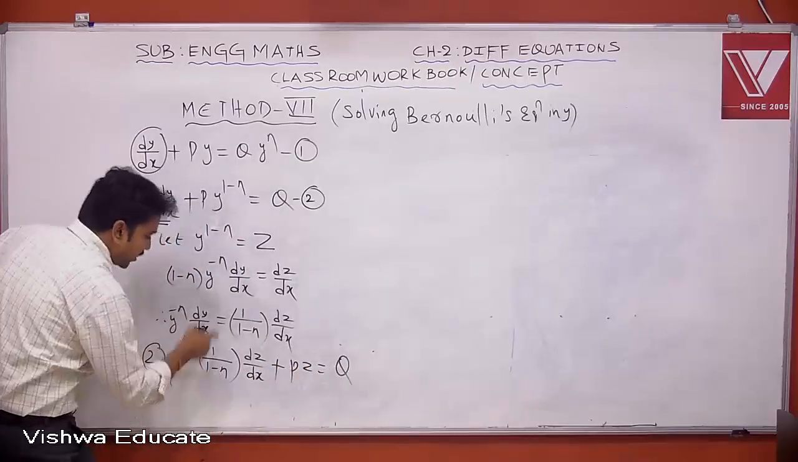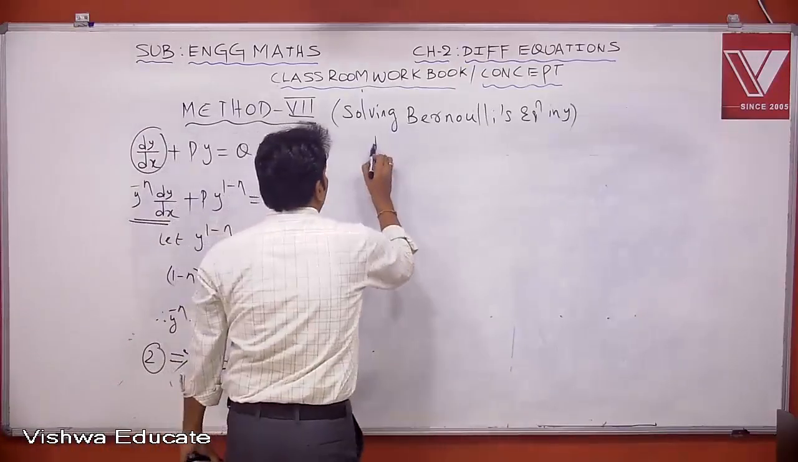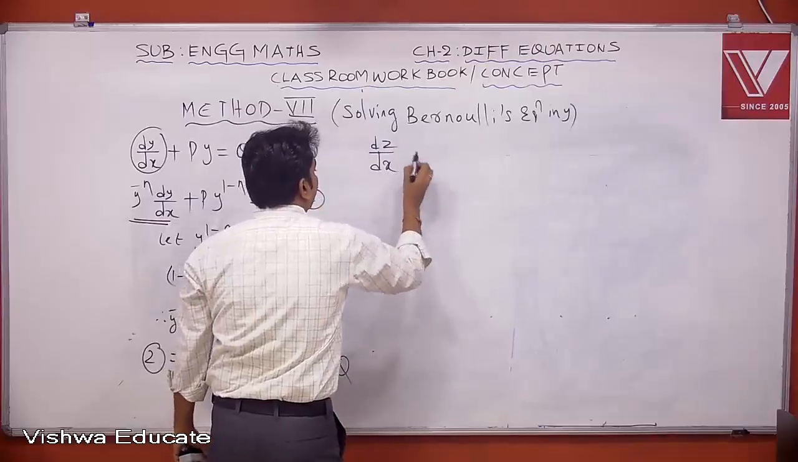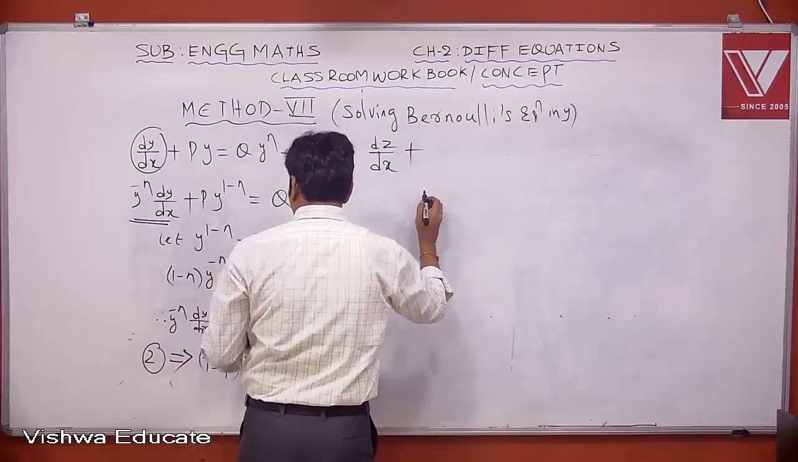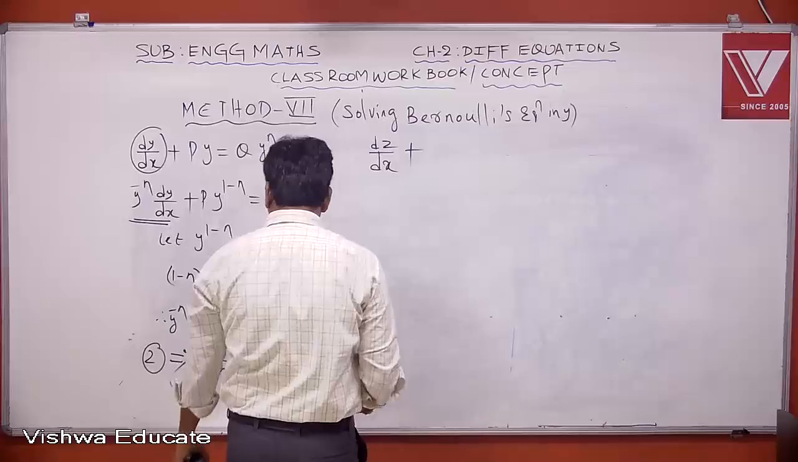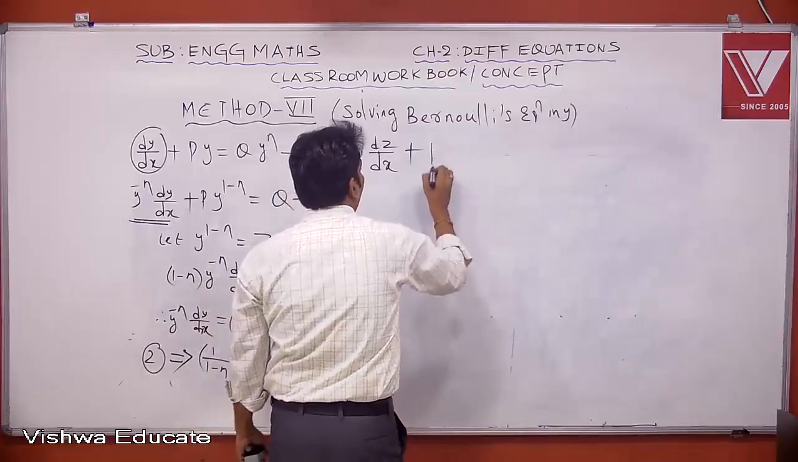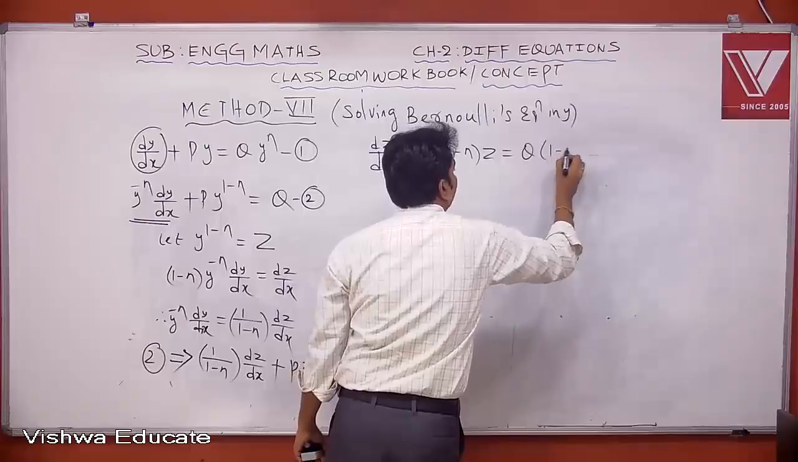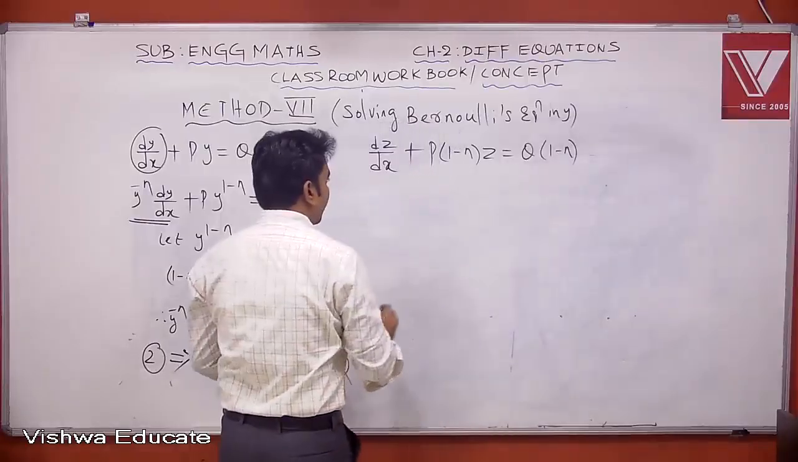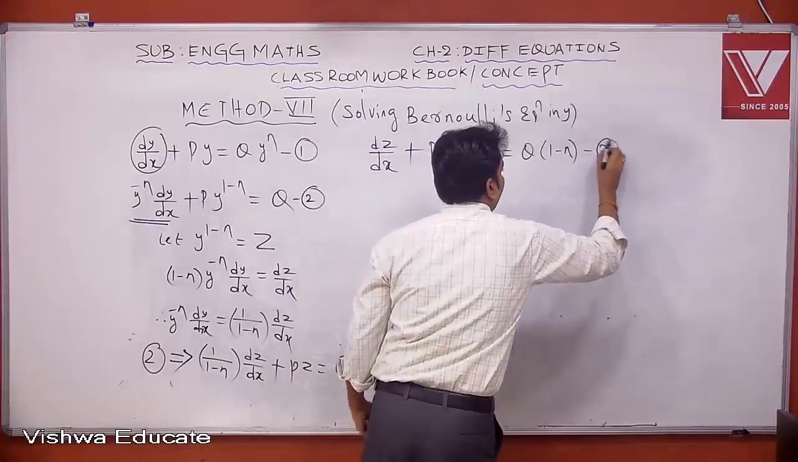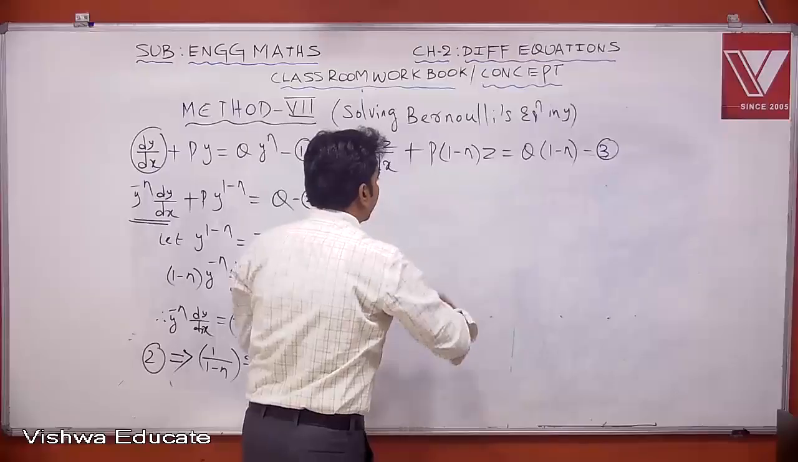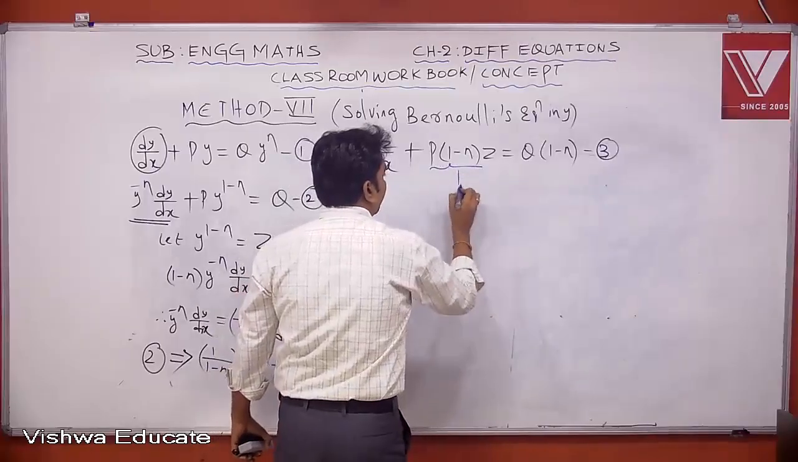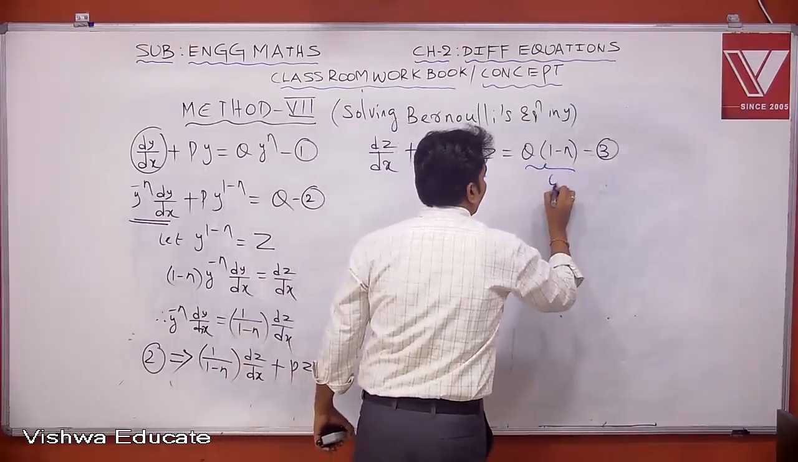Now multiply this equation with 1 minus n on both sides. Therefore, this equation will be reduced to dz by dx plus p into 1 minus n into z equals q into 1 minus n. I call this equation 3. Now, in case of equation 3, I call this P1 and this one Q1.